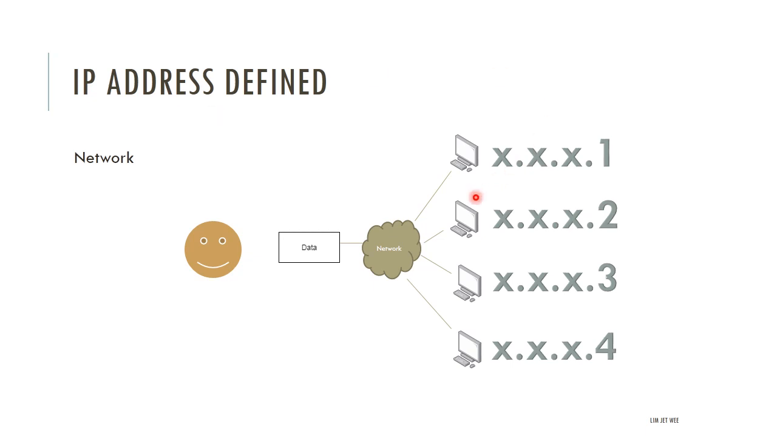Every machine has its own IP address, and it must be unique, just like the addresses in the postal service are unique. Every house has a unique address so that your postal service knows how to deliver the letter to you. So every machine must have a unique IP address.